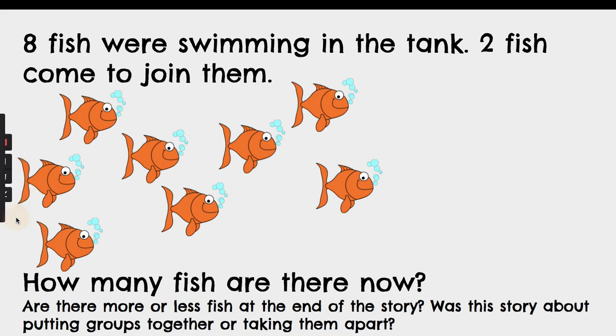So when I'm looking at my fish, I have 8, I add 2 more, now I have 10. So I know that this equation is going to be plus or addition. So I'm going to add a plus here. So there are more fish at the end of the story, and this story is about putting groups together, right? Awesome, boys and girls.